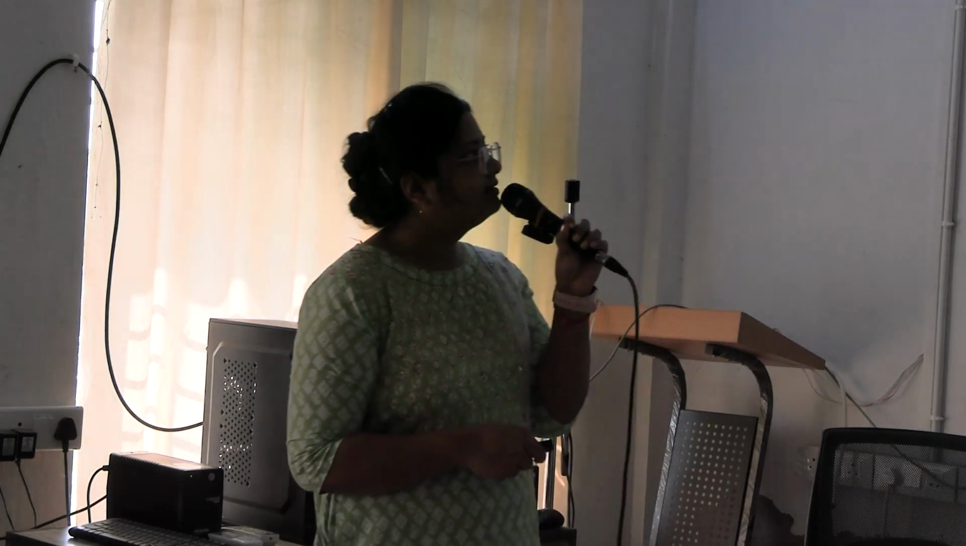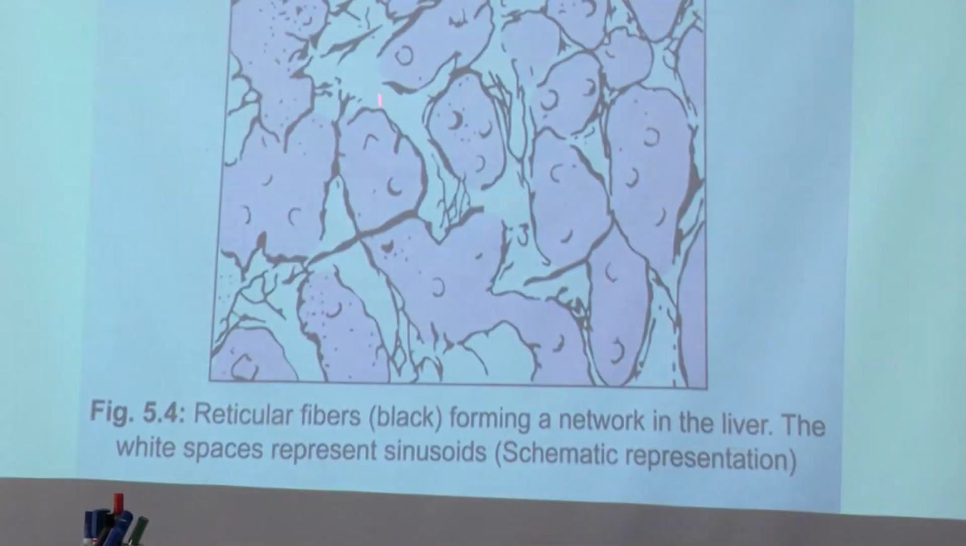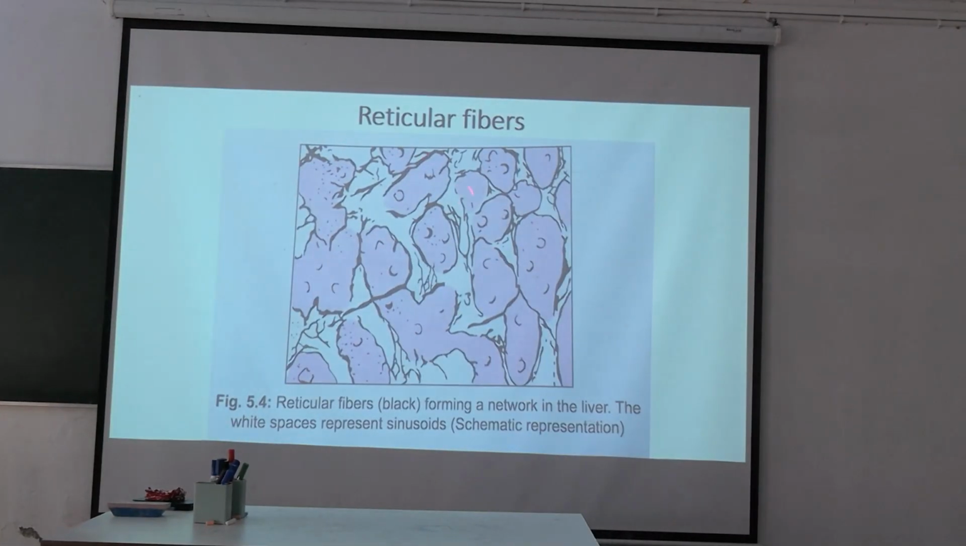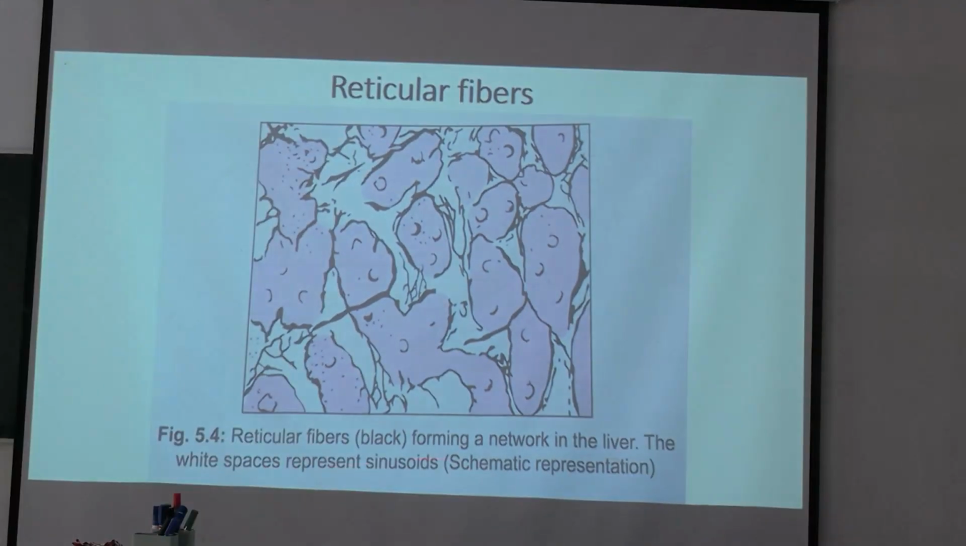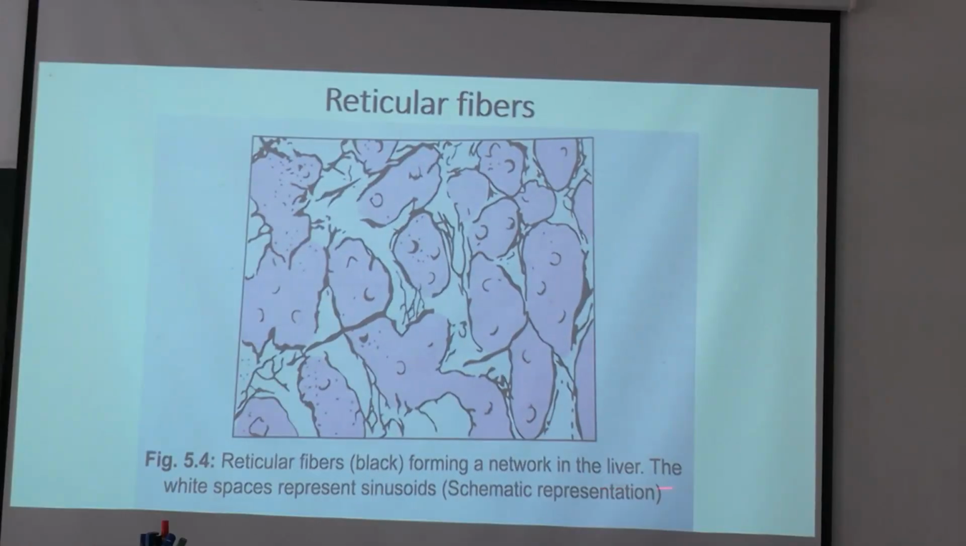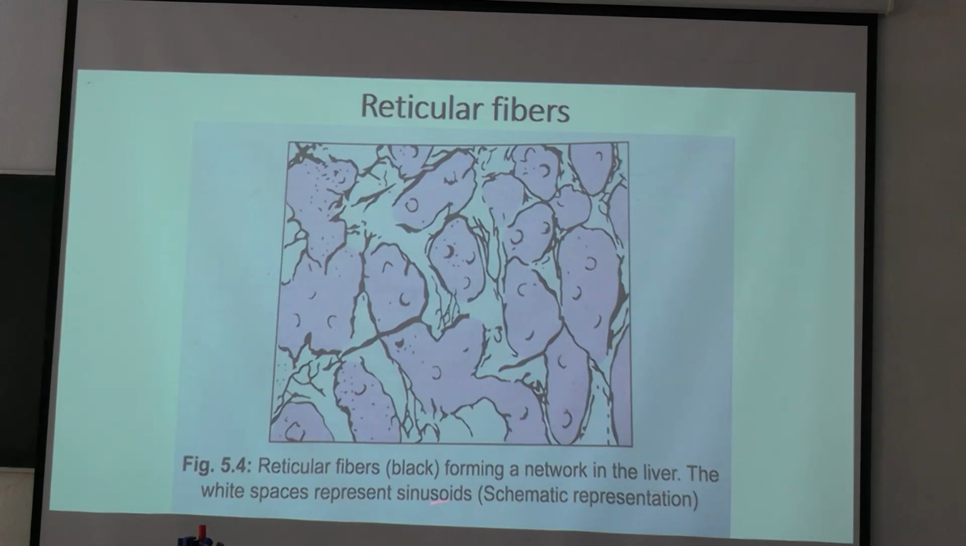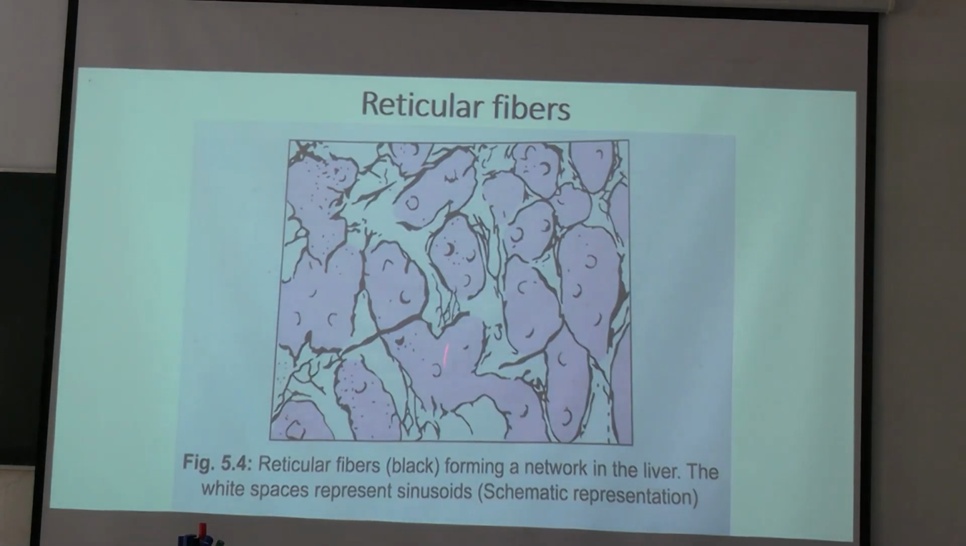See here, these are reticular fibers. These are the cells, and in between the cells these black portions are the reticular fibers. Reticular fibers are black in color, forming a network in the liver, and the white spaces represent the sinusoids of the liver, where blood is lying. Within the sinusoids, blood is lying. Blood comes from the portal vein and also the hepatic artery in the liver.